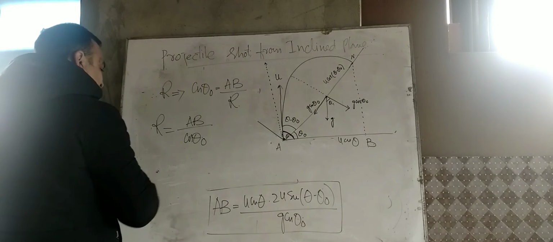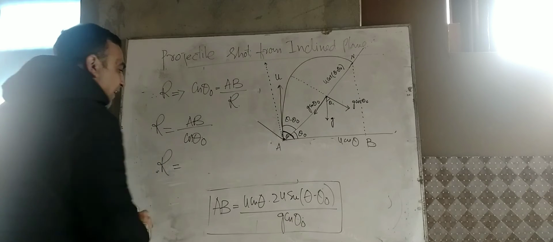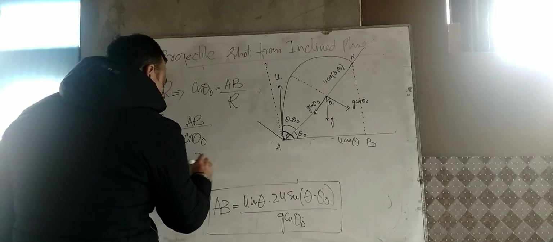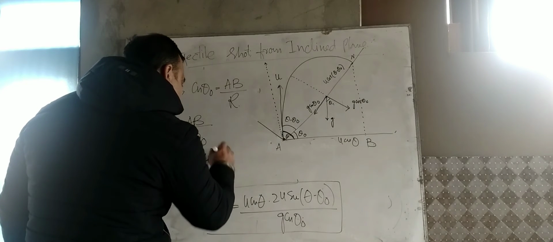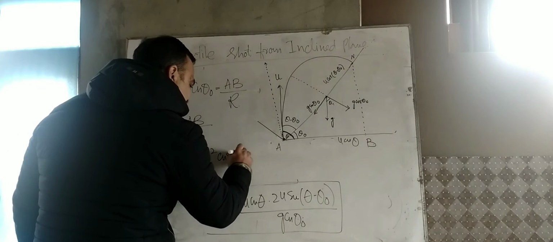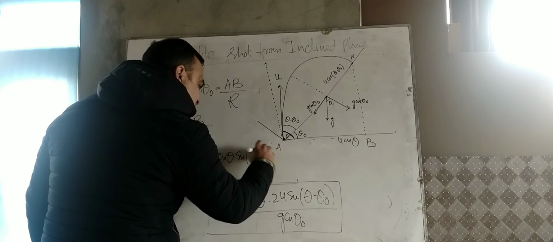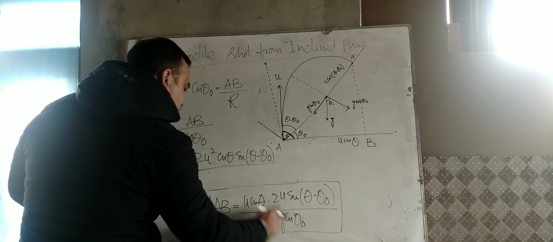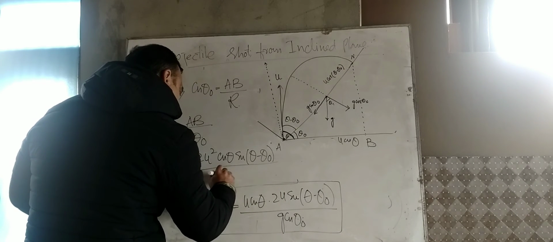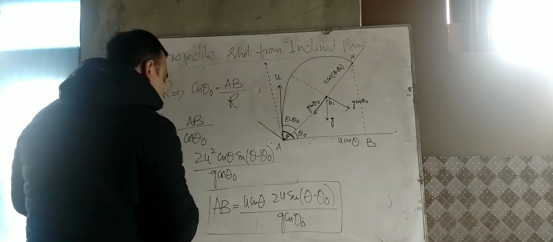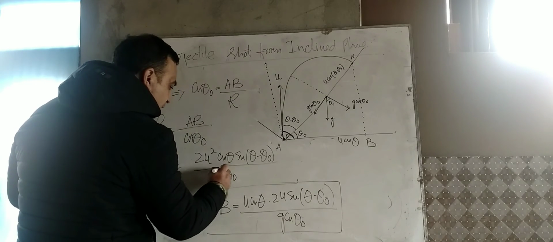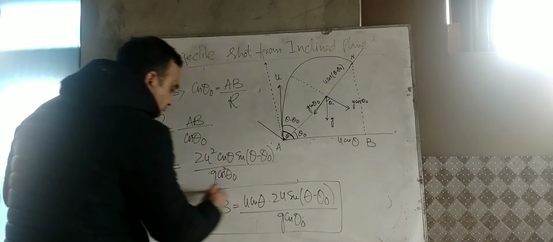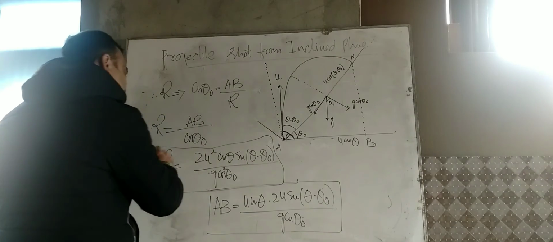So we will come up with a final expression for range. What will be the range? AB is this much. It is 2u square cos theta sin(theta minus theta naught) divided by g cos theta naught, and it will be the square of this g cos theta naught. This will be the range of the projectile.